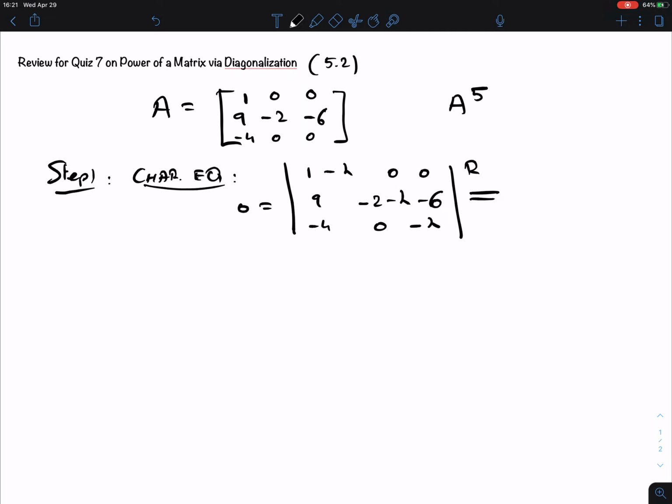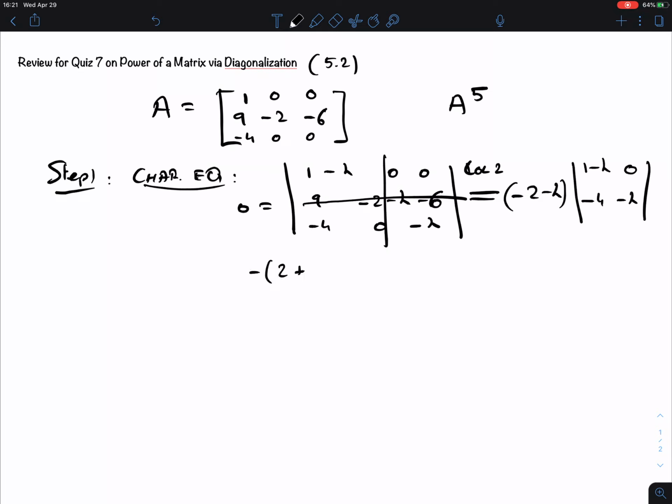Column 2. If we expand in column 2, I have minus 2 minus lambda. And then what is left is 1 minus lambda, 0, negative 4 minus lambda. And if you multiply this out, we get minus 2 minus lambda. If you want, you can put a negative out. Then we have a 1 minus lambda times negative lambda, because there's no off diagonal.